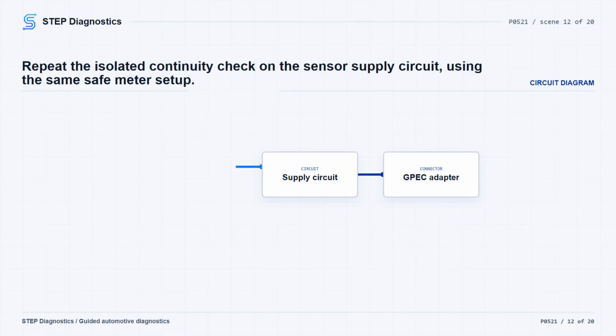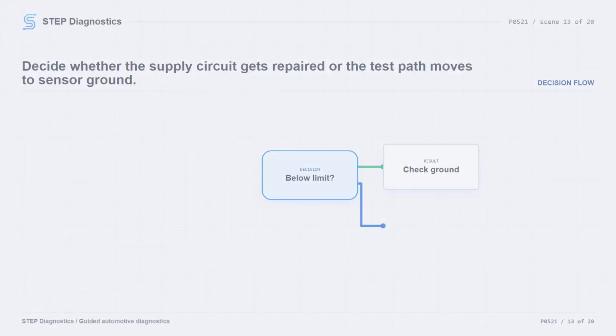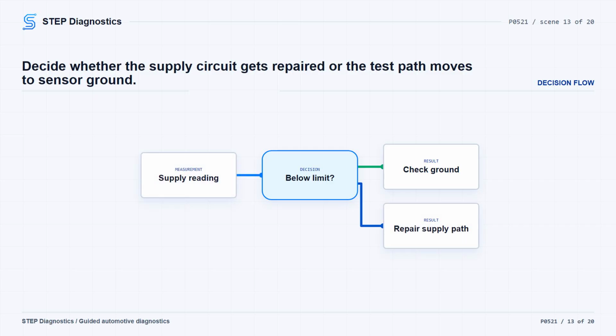With the ignition still off and the circuit isolated, check the 5-volt supply circuit for an open or high resistance. Use the same disciplined setup. Follow the circuit with the wiring diagram, account for DVOM lead resistance, and use the GPEC adapter if access at the PCM connector is needed. This circuit also needs to be below 3.0 ohms. If it is not below 3.0 ohms, repair the 5-volt supply circuit for an open or high resistance. Then verify the repair. If it passes, continue to the sensor ground circuit.